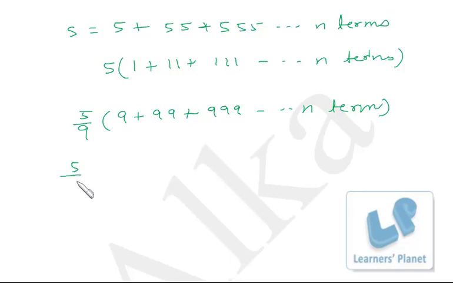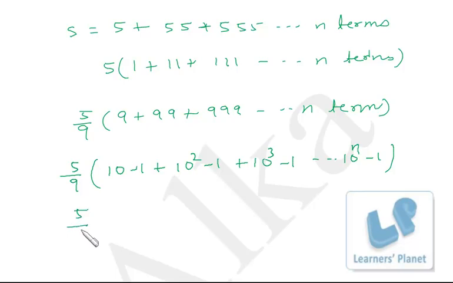Now this 9 can be written as 10 minus 1. 99 can be written as 10 square minus 1. This can be written as 10 cube minus 1. So the nth term will be written as 10 raised to n minus 1. Now you are getting the sequence 10 plus 10 square till 10 raised to n, minus 1 plus 1 plus 1 till n times. So 1 for n times, it will be n only.